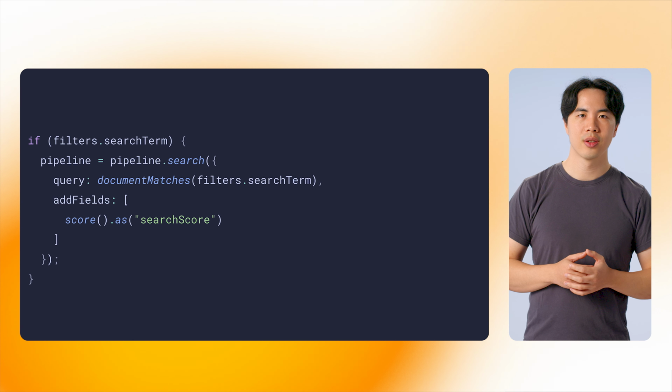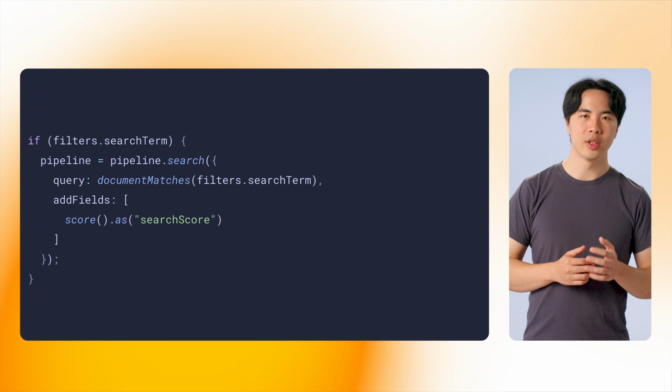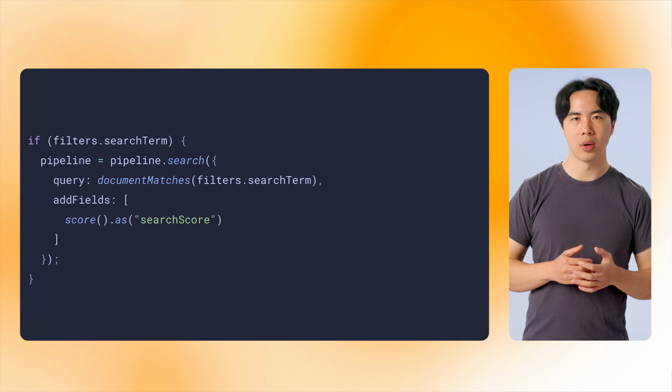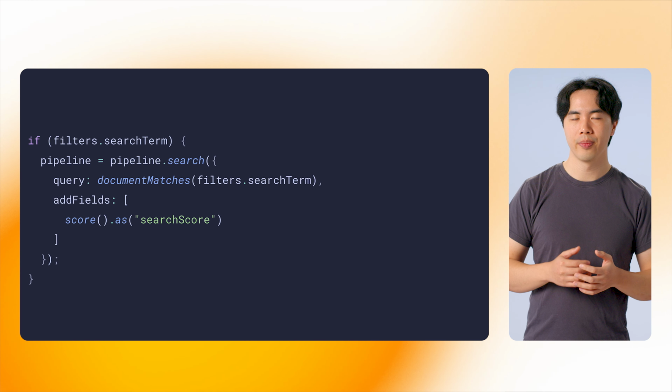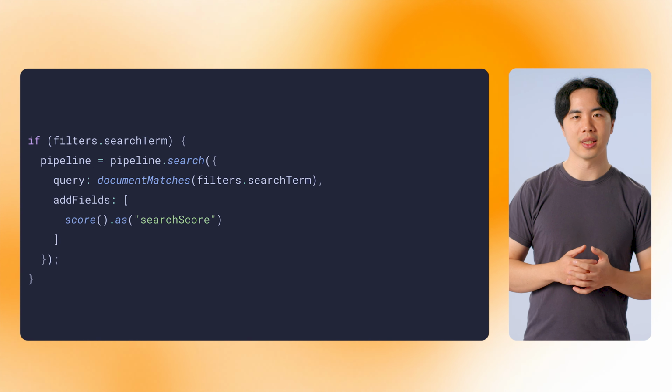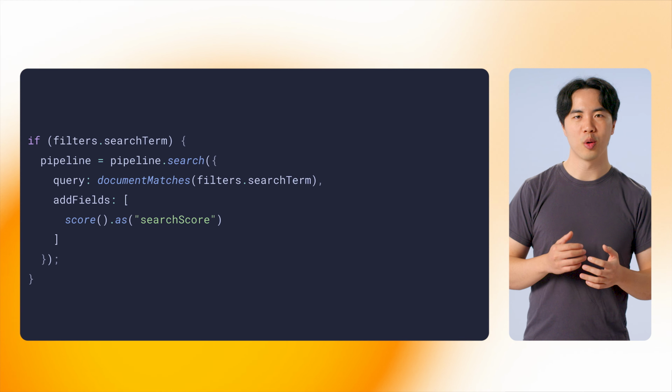Finally, let's add search. In our query, all we have to do is pass the search term to Firestore, have Firestore generate a search score, and then sort by search score, and we're done. Our search query can be prepended to the rest of the filters we've built, and they all play nicely together. No limits, no query not supported errors.